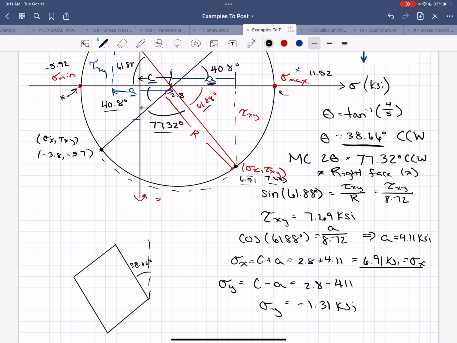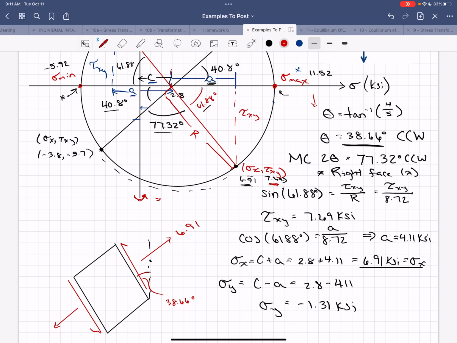Let's start with the X face. So we have a positive 6.91. So let's move this somewhere else. So that angle is 38.66 degrees. So our sigma x is positive. That means it's in tension. And it's 6.91. So equal and opposite on the other side. Our tau xy is below the sigma axis, so it'll rotate that face counterclockwise. So it'll be drawn with the arrow pointed up, making this one the arrow pointed down.